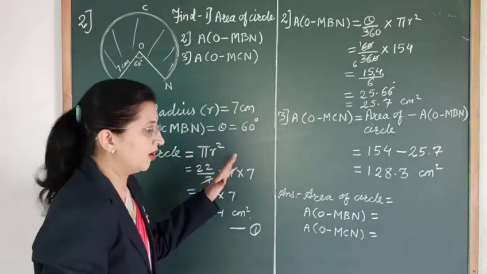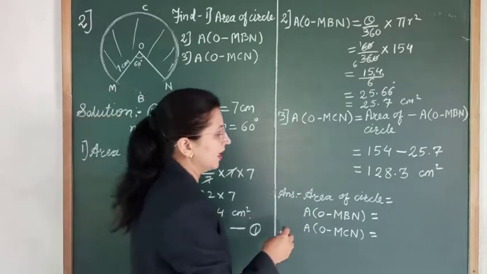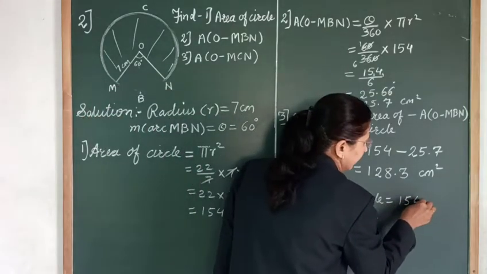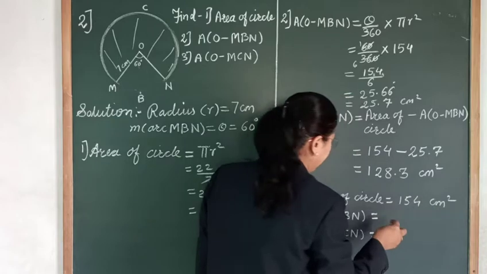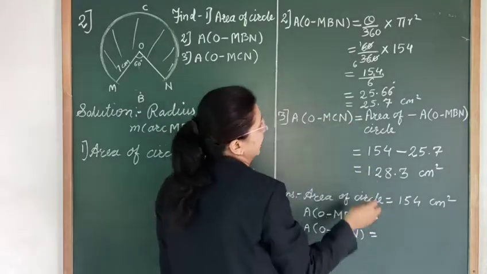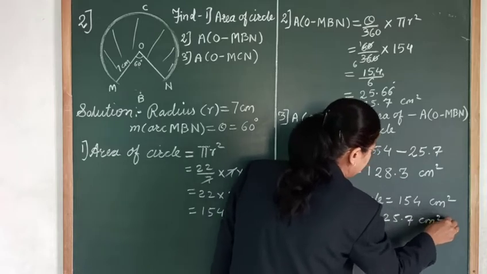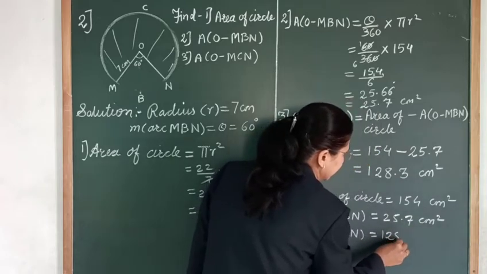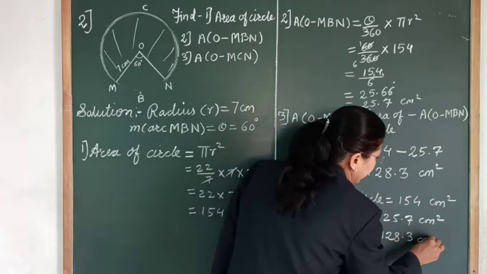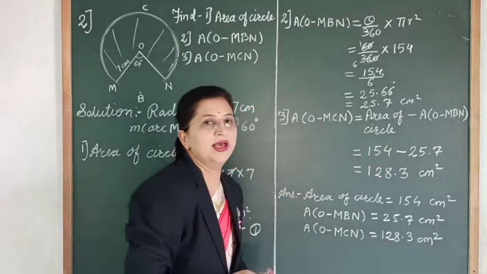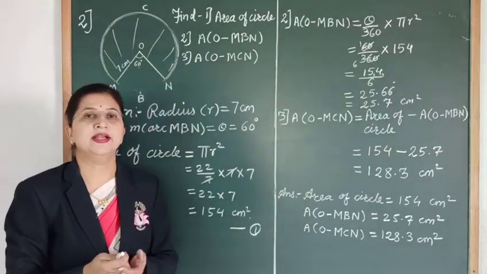Okay, so let's write down all the answers. Area of circle, 154 square centimeter. Then area of this sector MBN, that is 25.7 square centimeter, and this major sector is 128.3 square centimeter. Okay, so I hope it's clear to you.